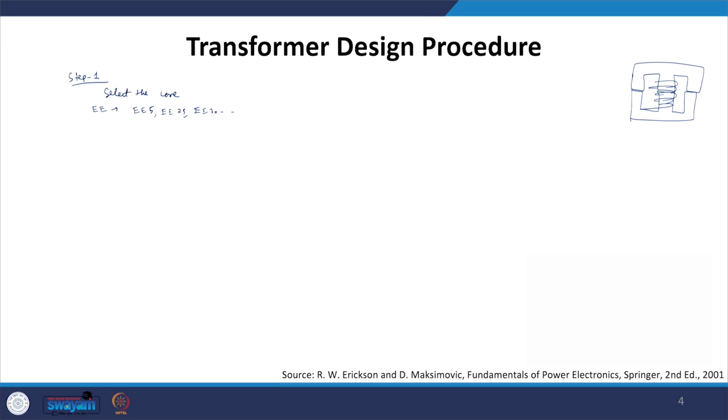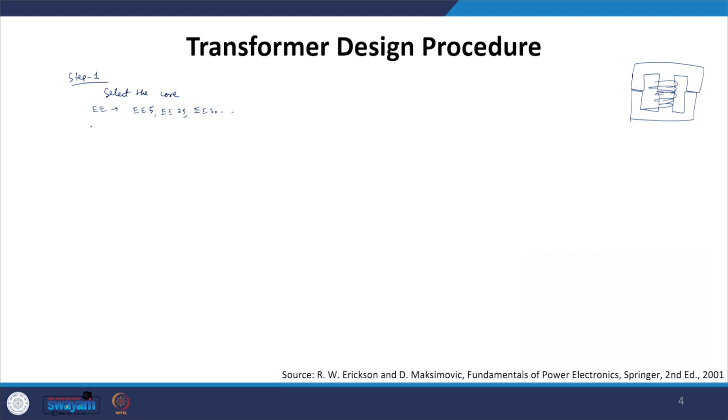For example, let's say you have selected the E25 core. Your starting point is the E25 core. Again, the transformer design procedure is not a single step procedure, it is a multi-step procedure. So we have to do several iterations to reach the best possible transformer design. So the first and foremost thing is you select the required dimension of the core. Let's say you selected the E25 core.